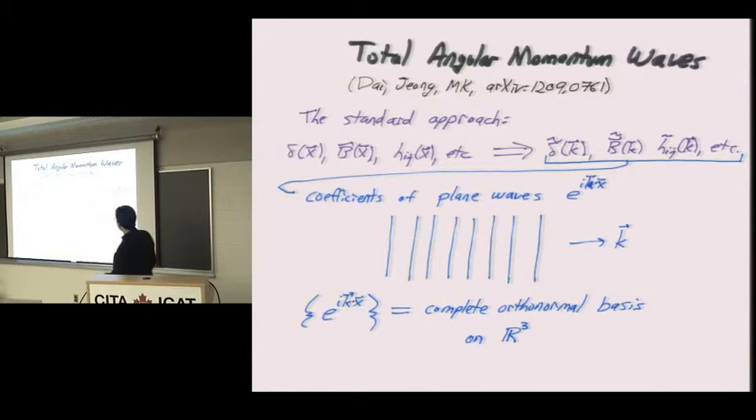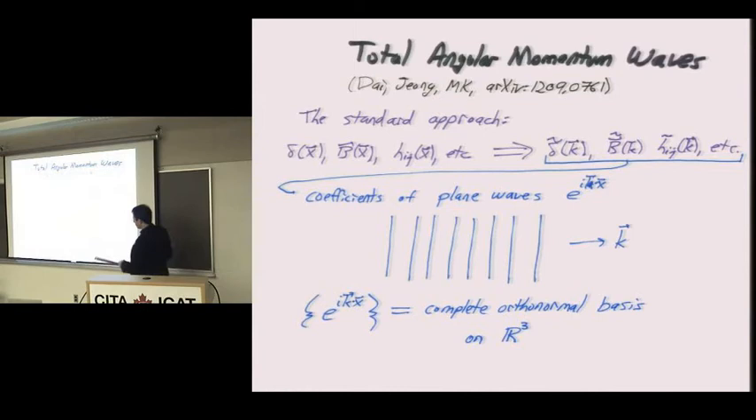In the standard approach to cosmological perturbations, you have various fields: delta of x, for example, the density perturbation amplitude. There are also theories with magnetic fields, B of x. We also deal, for example, with space-time metric perturbations, h_ij. And in the usual treatment of cosmological perturbations, you take these fields and expand them in terms of plane waves, delta_k, B_k, h_ij_k, etc., where these are the coefficients of plane waves e^(ik·x). And this is a picture of a plane wave. It goes in some direction, and the direction it goes in is k.